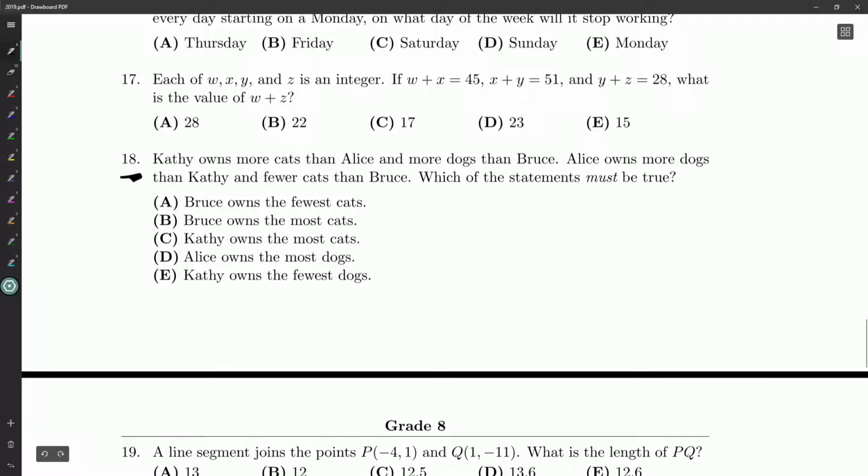We're looking at question number 18 this time. Kathy owns more cats than Alice, and more dogs than Bruce. Alice owns more dogs than Kathy, and fewer cats than Bruce. Which of the statements must be true?